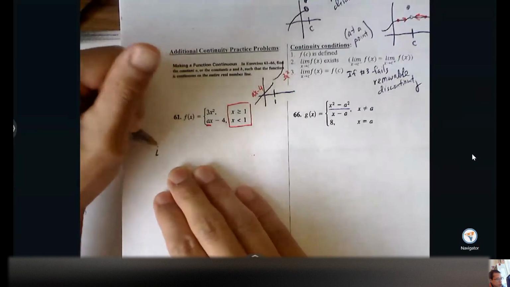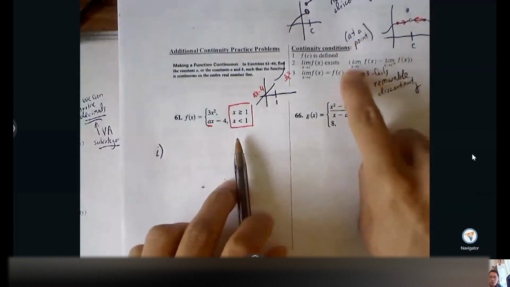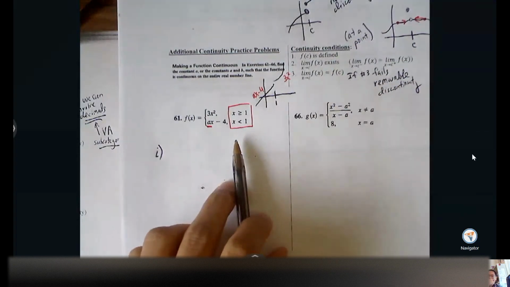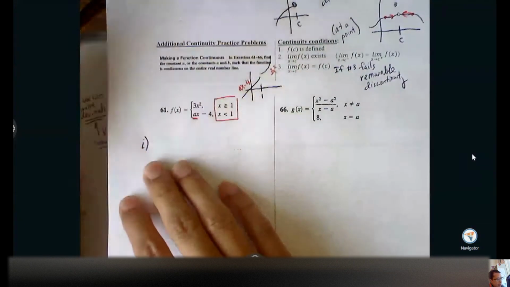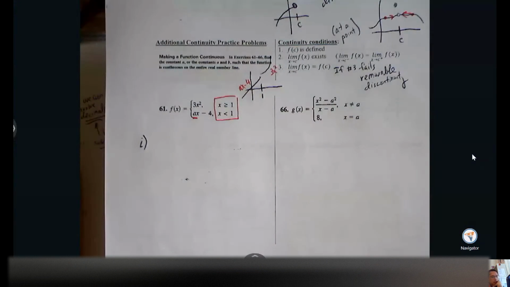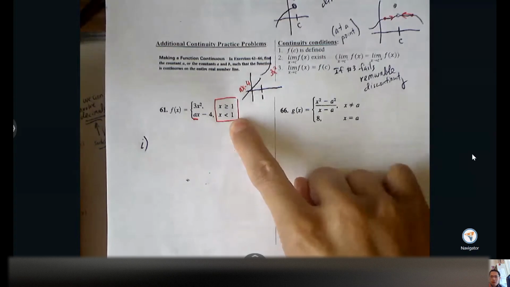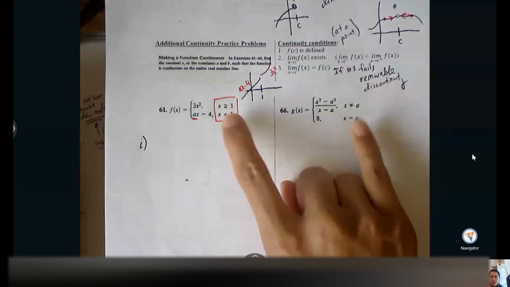So all we're going to do is just step through our conditions. Okay. So the first condition is, does the point exist? So what do you think? What's our C value for this problem? What's the center of attention for this piecewise that we're looking at? 1. Yeah. Right. You're never going to have to guess what the C value is. It'll always be given to you.